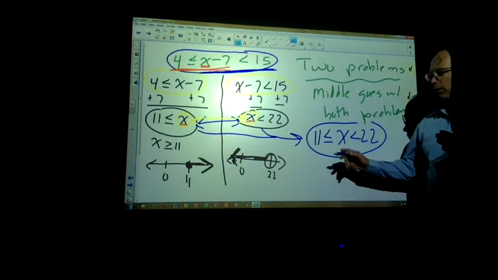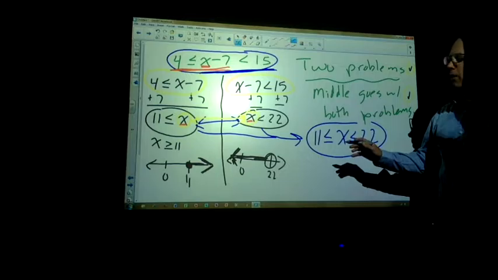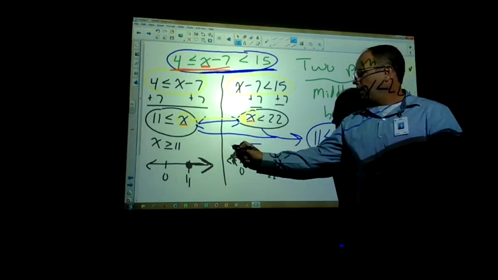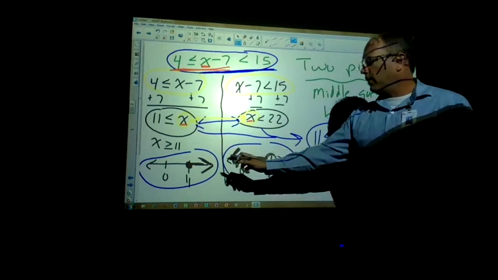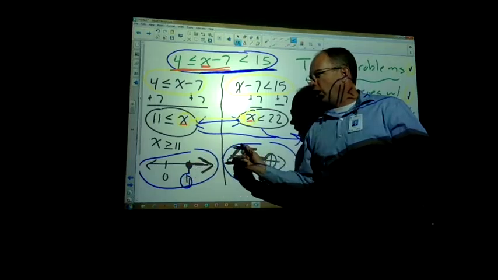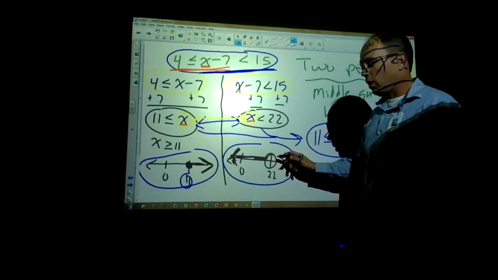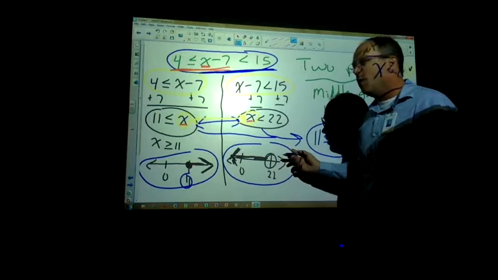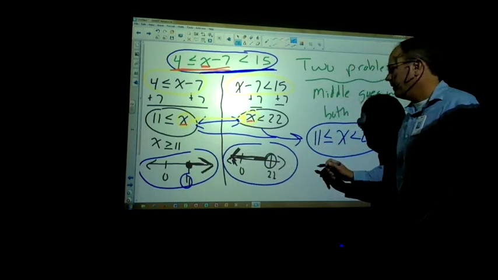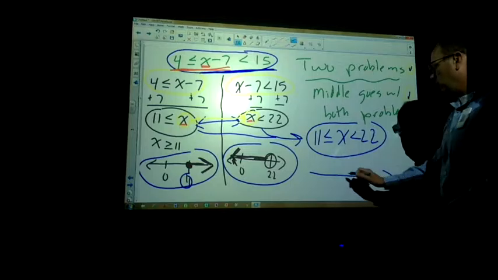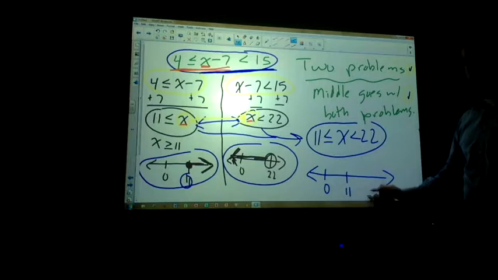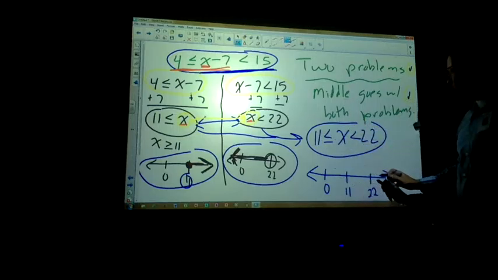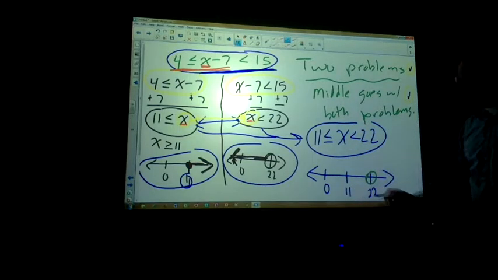So watch. I think by getting to this last part right here, it's going to answer things. Now I want to create this and this together. So if I started at 11, solid dot, and I shaded to the right, with a square bracket, and I started at 22, but now I'm going to go left with an open dot. So the number line is going to look like this. 0, still with me? 11, still with me? 22, still with me? I'm going to put an open dot at 22. I'm going to put a solid dot at 11.